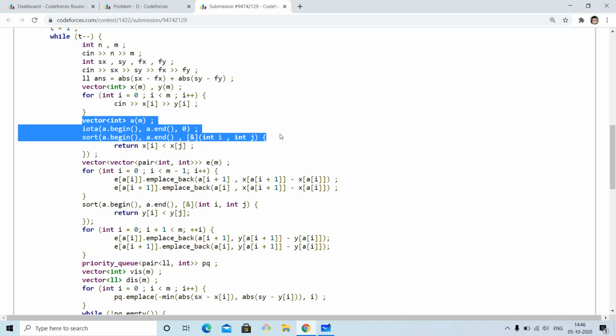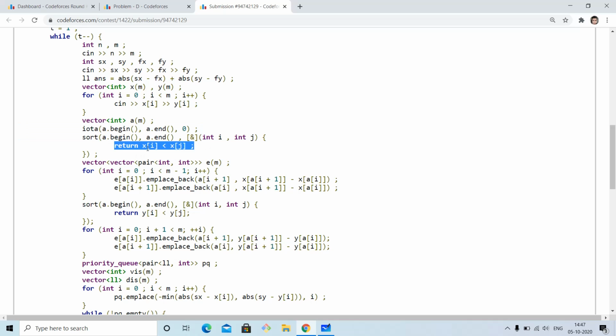But now what we want is an order vector which will sort the indexes from 0 to m minus 1 according to the values of x. That is, the index with the smaller x value will come first, and the index with the larger x value will come later on, right?